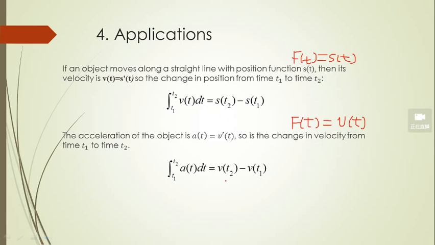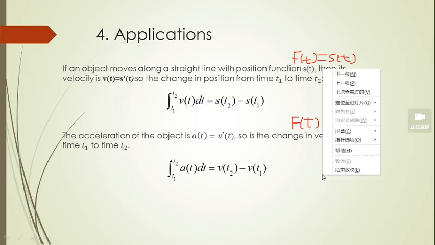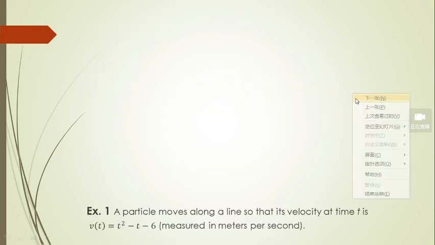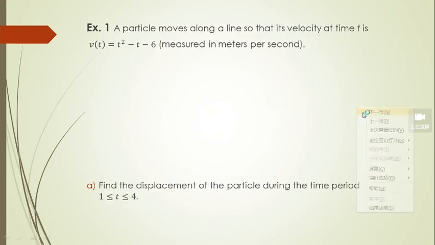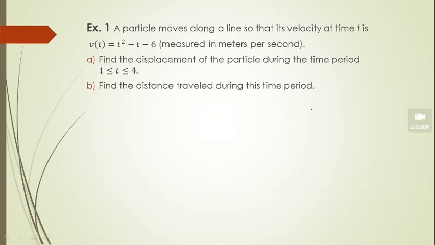Okay, so these two give us how to evaluate the change in position or the change in velocity: use the definite integral. Now let's check the examples. Let's check an example from physics with two-part questions. Example 1: a particle moves along a line so that its velocity at time t is a quadratic function v(t).